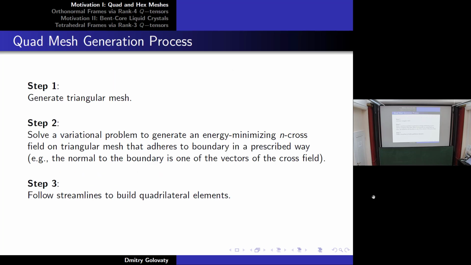And so one mesh generation process consists of the following steps. You generate a triangular mesh first, then you solve a variational problem to generate a cross field. So the cross field, basically at every point in the domain, with every point you associate in 2D just 2 orthogonal lines. So you generate this cross field in some prescribed way. And then you can follow streamlines along the crosses to generate a quadrilateral mesh.